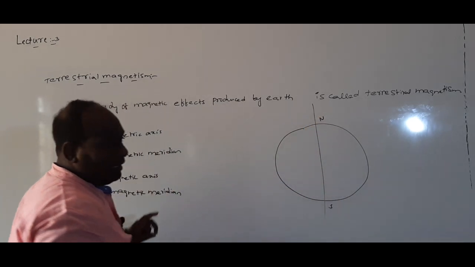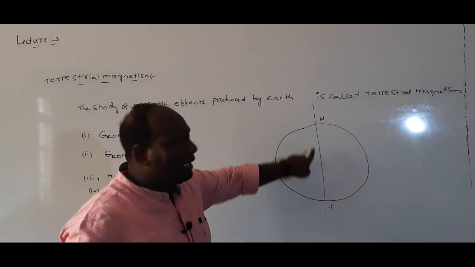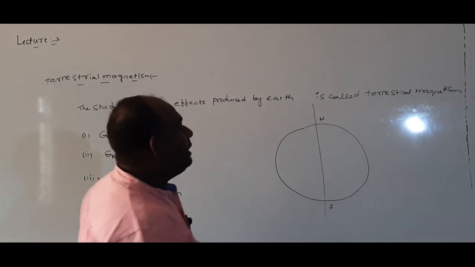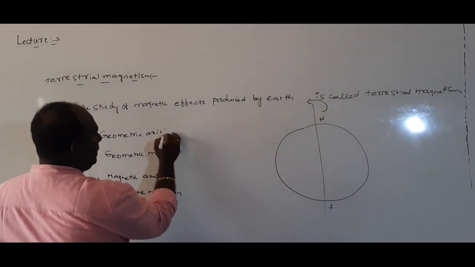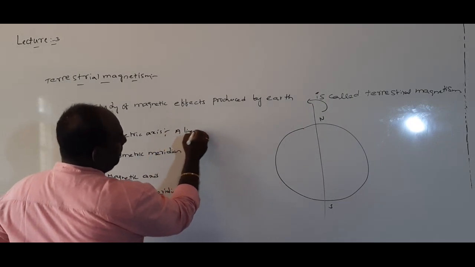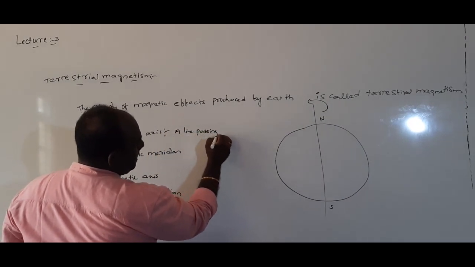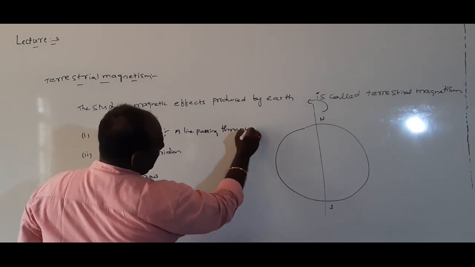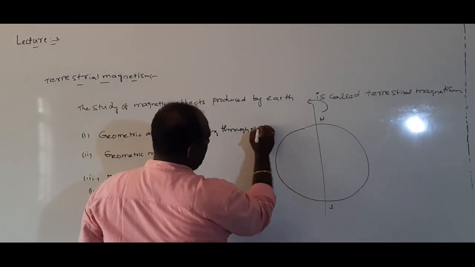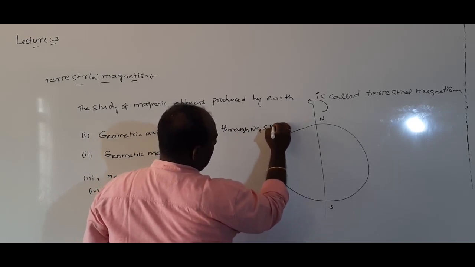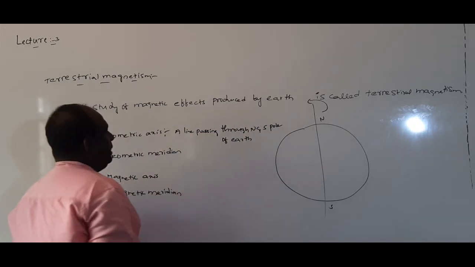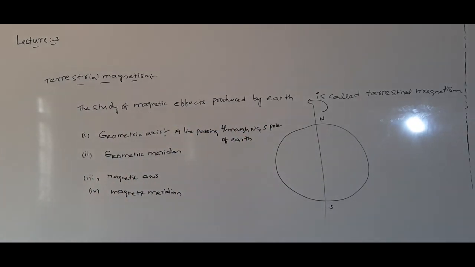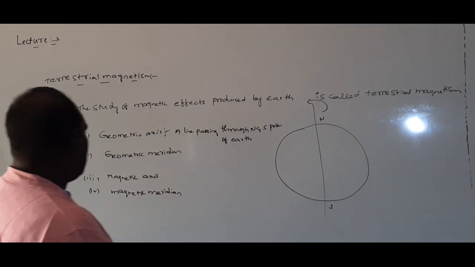Sorry, a line passing through the North Pole and South Pole is known as the geometric axis. Earth is rotating about the geometric axis. So what is the definition of geometric axis? A line passing through the North and South Pole of Earth is known as the geometric axis, about which Earth is doing the rotation. Next, come to the geometric meridian.